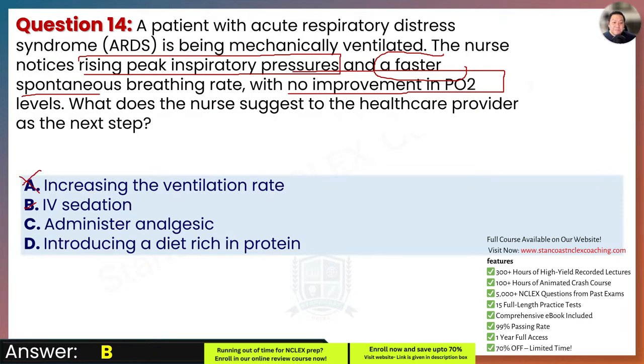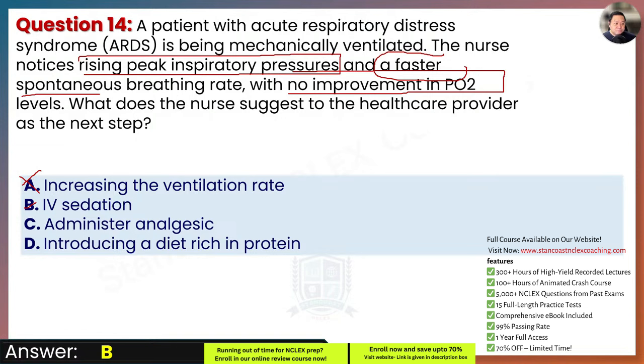Now, what about letter C, administer analgesics? We know that analgesics are very critical for managing the pain, but there is no indication in the case scenario that the patient is in pain. And the issue here is ventilator resistance, not discomfort. And the administration of pain medication would not help with the rising pressures, or it will not improve oxygenation. So it would not address the immediate needs of the patient. Okay. We can use the analgesic in other situations.